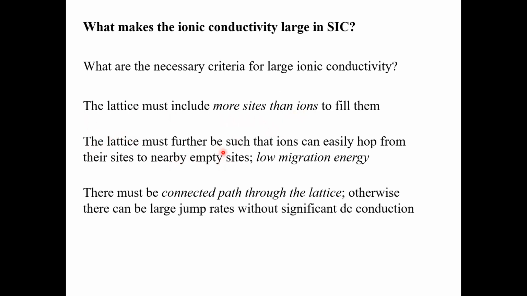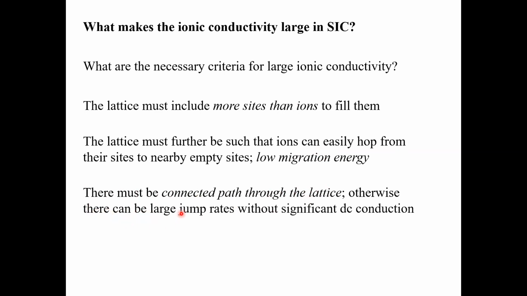The lattice must further be such that ions can easily hop from their site to nearby empty sites. This has to do with low migration energy: even though there is an empty site, some energy is required to access those sites for ionic motion. So the activation barrier to reach those sites has to be low, meaning that the ion should be sitting in a shallow potential.